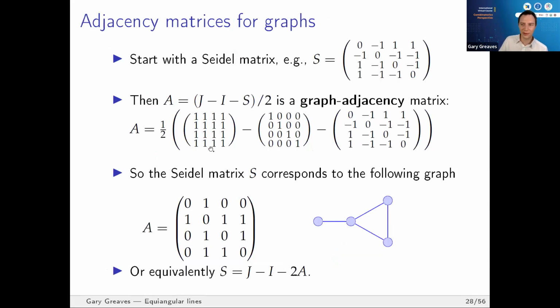Okay, so we've seen the Witt design, we've seen some constructions. Now I want to talk about even more constructions and how that connects to some other areas of combinatorics.